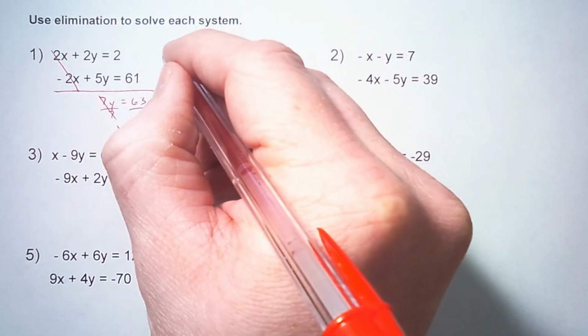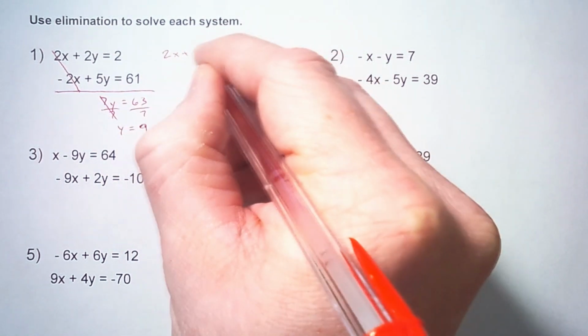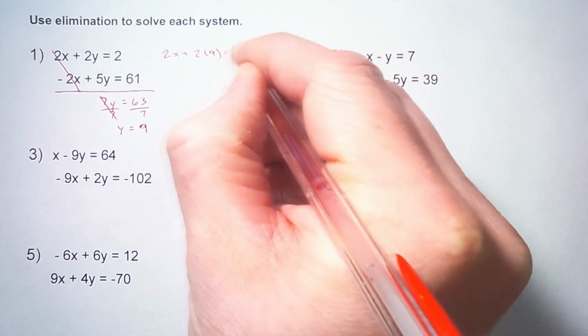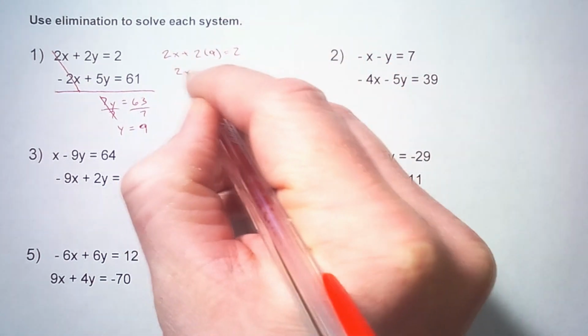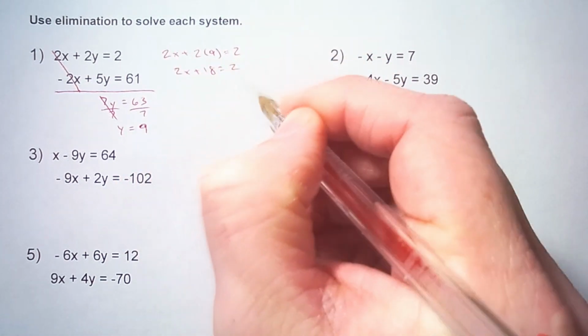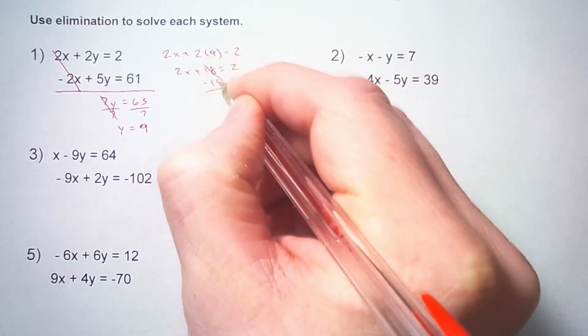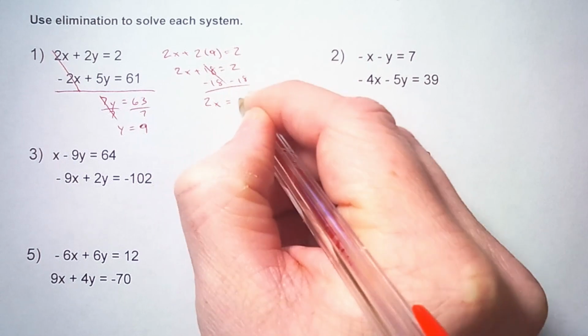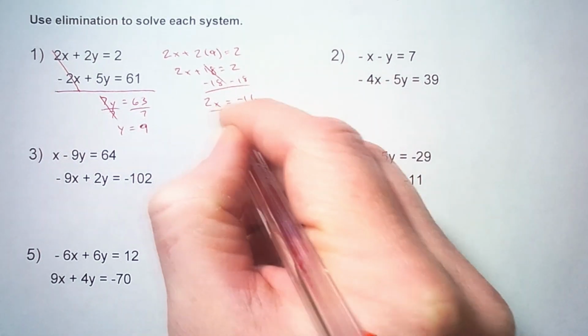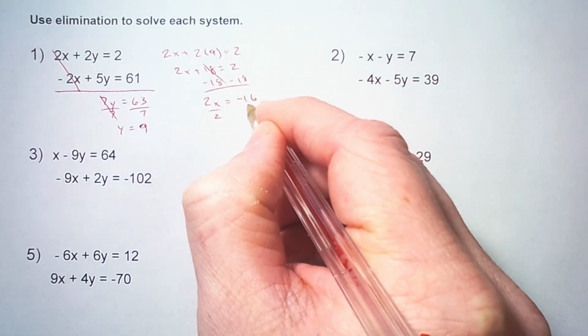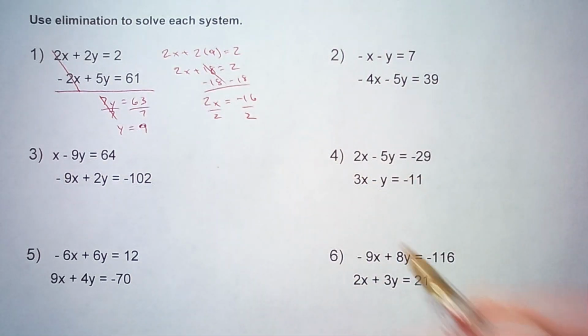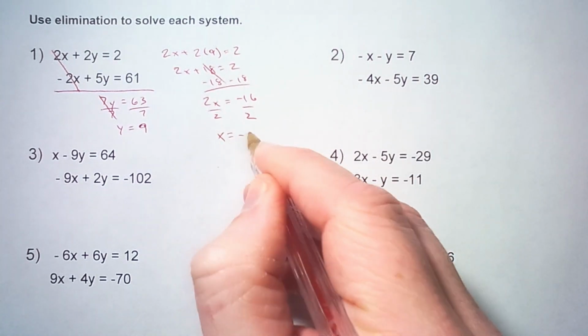I'll go with the top one here, so 2x plus 2 times 9 equals 2. So that's 2x plus 18 is 2. Minus 18. And I get 2x equals negative 16. And divide by 2. And I get x equals negative 8.